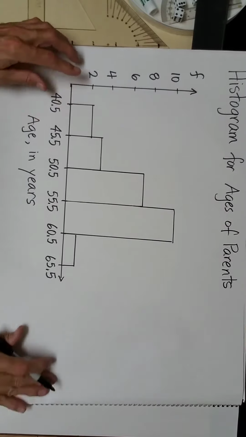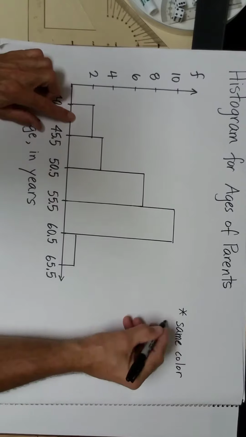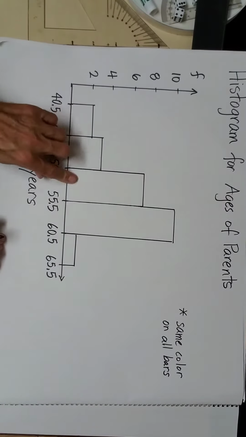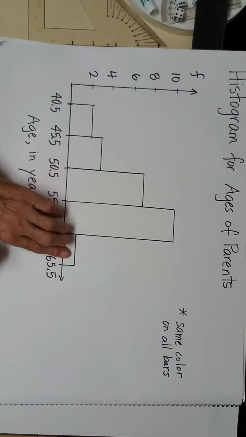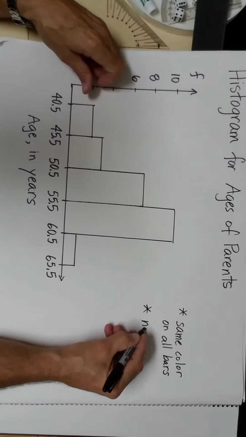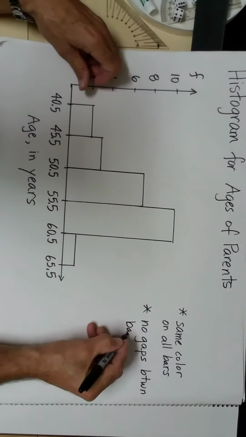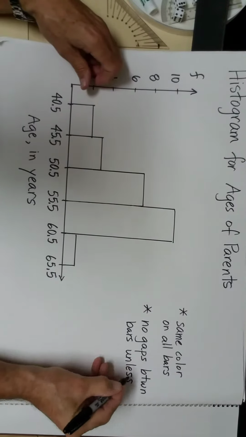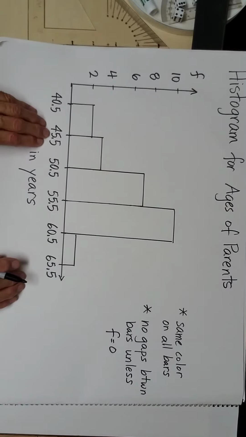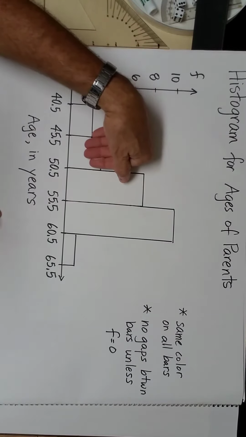Things about histograms. When drawing a histogram, you use the same color on all bars. Should be a uniform color. Don't make this red and blue and green and yellow and purple. With a Pareto chart or bar graph, you can put different colors. On a histogram, you do not put different colors. Okay? There should be no gaps between bars unless that frequency equals 0. If there was no one between 45.5 and 50.5, then that would disappear and there would be no bar. But it would be obvious that there's no bar. Okay.